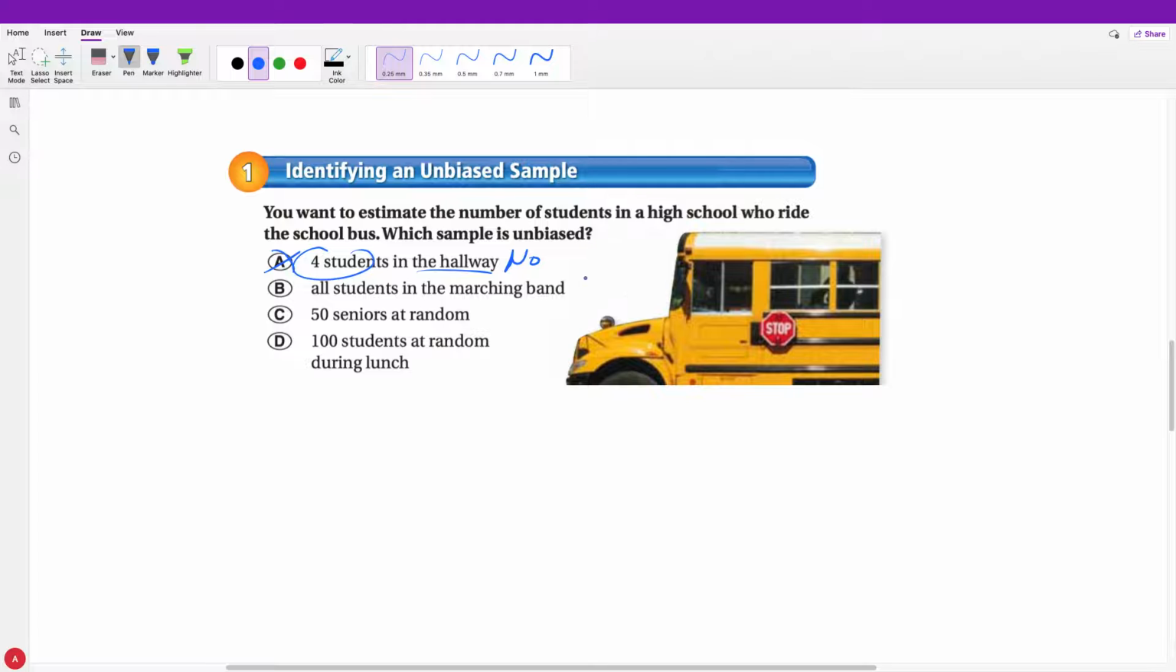All students in a marching band. Once again, this one is no as well because we aren't giving everyone an equal chance to be representative of this sample. We're only looking at marching band.